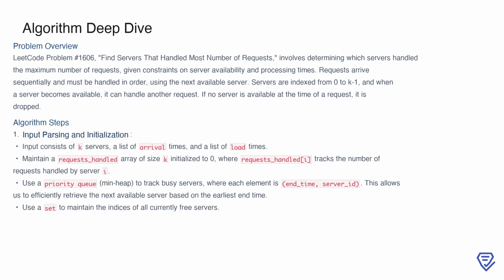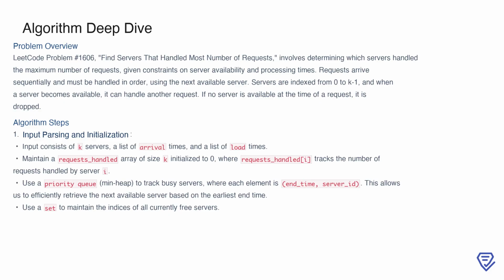In this problem, we are tasked with determining which servers handle the most requests under specific constraints. Servers are indexed from 0 to K-1 and process requests sequentially, one at a time. If a server is busy at the time a request arrives, that request is dropped. To solve this, we start by initializing the necessary data structures.